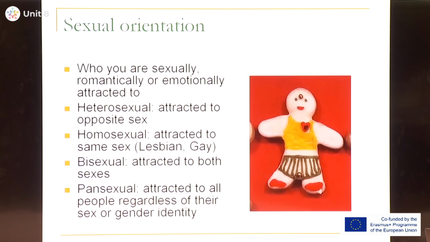Sexual orientation. Sexual orientation is usually identified as attraction sexually, romantically, or emotionally towards someone. And who that someone is defines your sexual orientation. If you are attracted to the opposite sex within the dichotomy, you're a heterosexual. If you are attracted to the same sex, you are a homosexual, a lesbian, or a gay. If you are attracted to both sexes, you identify as bisexual. And if you are attracted to all people regardless of their sex or gender identity, you usually identify as pansexual.